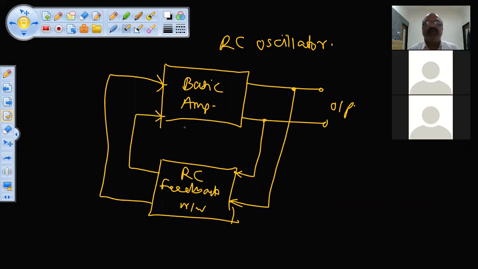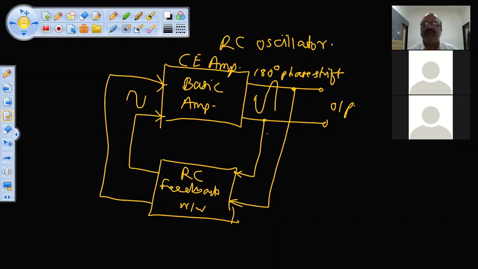Now, one important thing is, in every oscillator, you will find the basic amplifier is a CE amplifier, common emitter amplifier. That we are using as a basic amplifier. It is a single stage CE amplifier. So we know that in a CE amplifier, if I apply this type of input signal, I get an opposite amplified signal. That is, there is a 180 degrees phase shift. The signal gets amplified, but there is a 180 degrees phase shift.